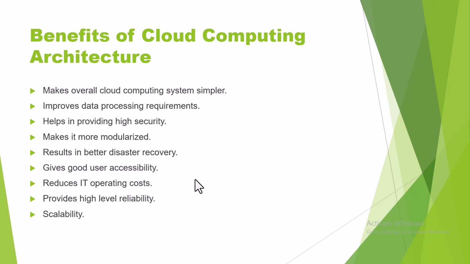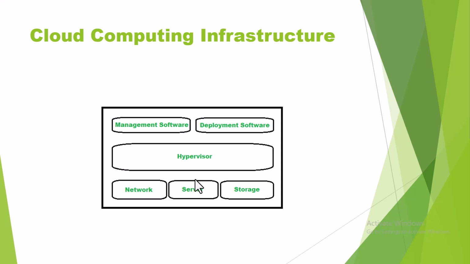It makes the overall cloud computing system simpler, improves data processing requirements, helps in providing high security, makes it more modularized, results in better disaster recovery, gives good user accessibility, reduces IT operation costs, and provides high-level reliability and scalability. So cloud computing infrastructure includes hypervisor, network, server, storage, management software, and deployment software.